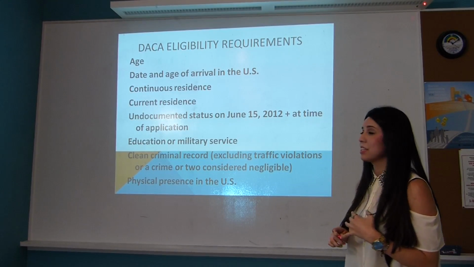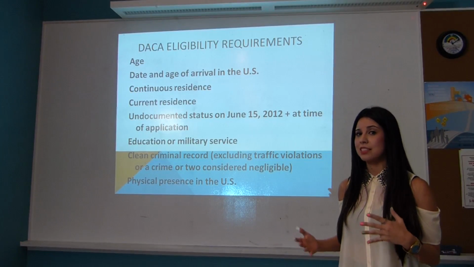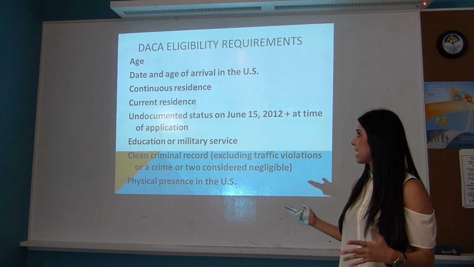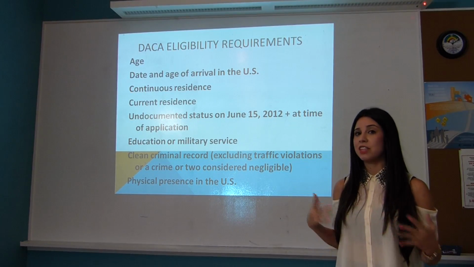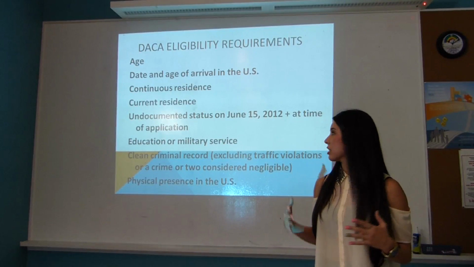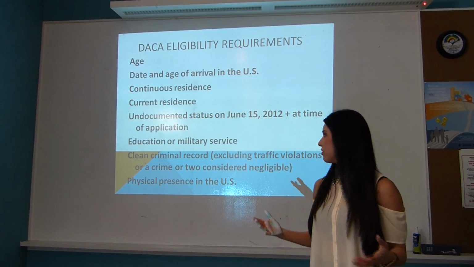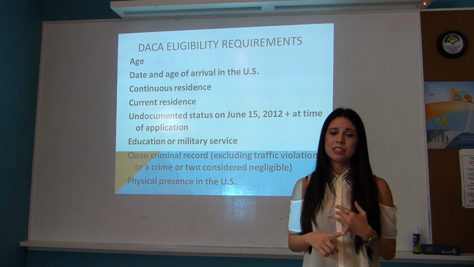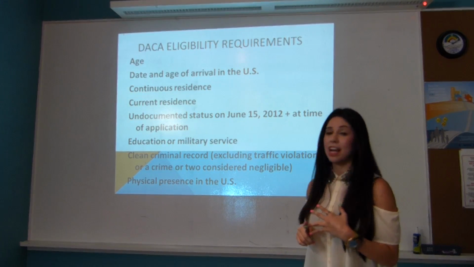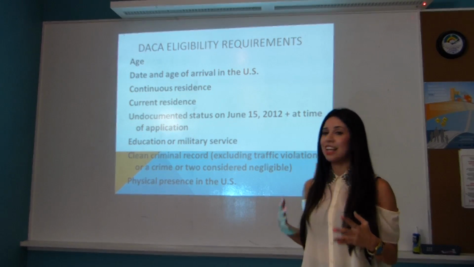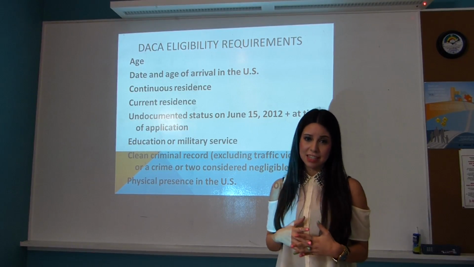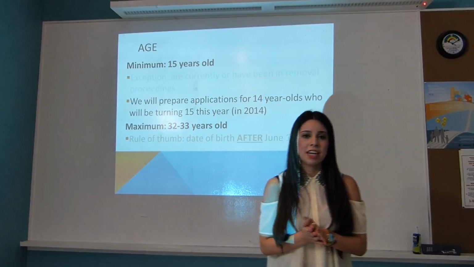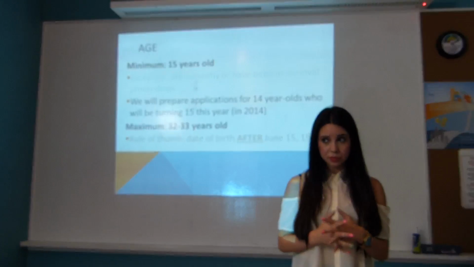These are some of the requirements for DACA. There are several requirements that you will need to go through with an applicant to make sure that they qualify, which are their age, date and age of arrival, continuous residence, if they've lived here for a certain amount of time and are currently still living here, as well as their educational background, if they have some kind of criminal record, and their physical presence in the United States. The minimum age to apply for DACA is 15 years old.